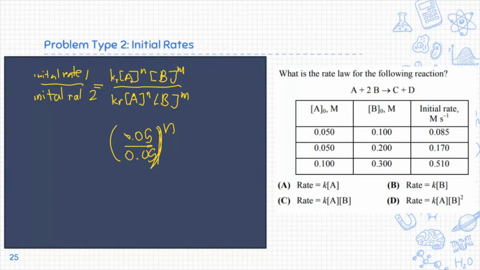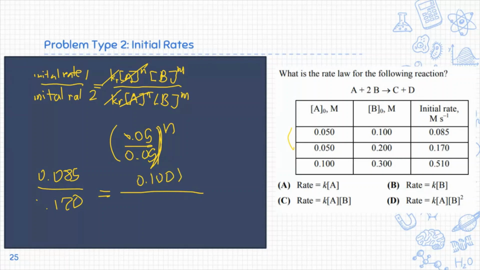so this could be just a single variable equation. So basically, if we plug these two data in, it would be something like 0.085, 0.170. Okay, cool. So here we know the rate constants cancel out. And we know these two cancel out because they're the same initial concentration. So in the case of B, it's that, and then it's that, right? Okay, cool.